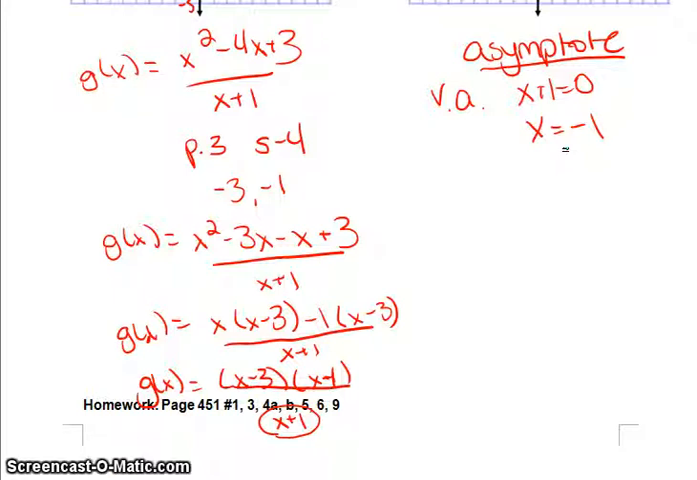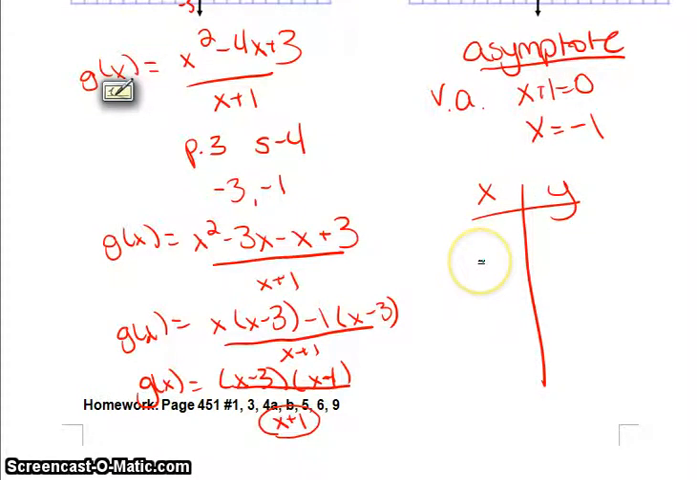So then from here, we can create a table of values. So we have x and y. What we want to start off with is our vertical asymptote. Put that somewhere in the middle, so we have negative 1 and undefined. We can go a few above and a few below, and it's going to be really important to go a little bit more than what we would normally do, because this creates such a crazy graph.